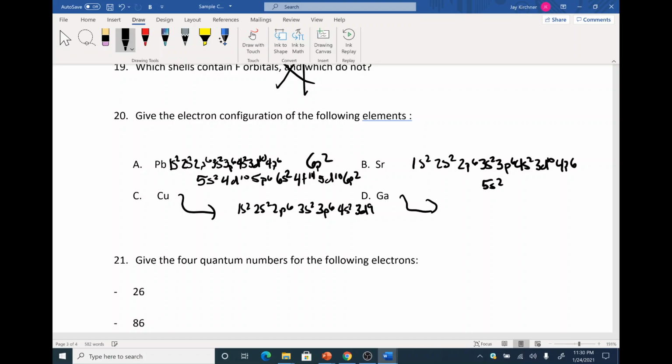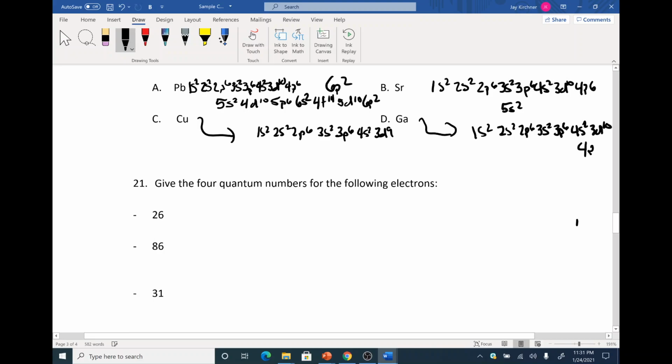Finally, gallium. That is 4p1. So go through the first 3 rows. 3s2, 3p6. I'm in the 4th row. And I'm 4p1. There we go.